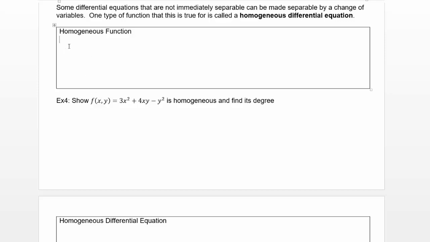Before we define a homogeneous differential equation, we should define a homogeneous function. We say that a function f of x comma y is homogeneous of degree n if it can be written in the following form.